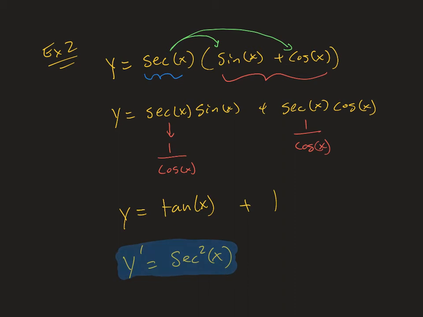Rather than run through the product rule, what we did here is we used our multiplication and our trig identities to simplify the expression so that it was in this form here, and then the derivative was pretty straightforward. And that's one technique for doing this problem. Okay, let's take a look at another example.